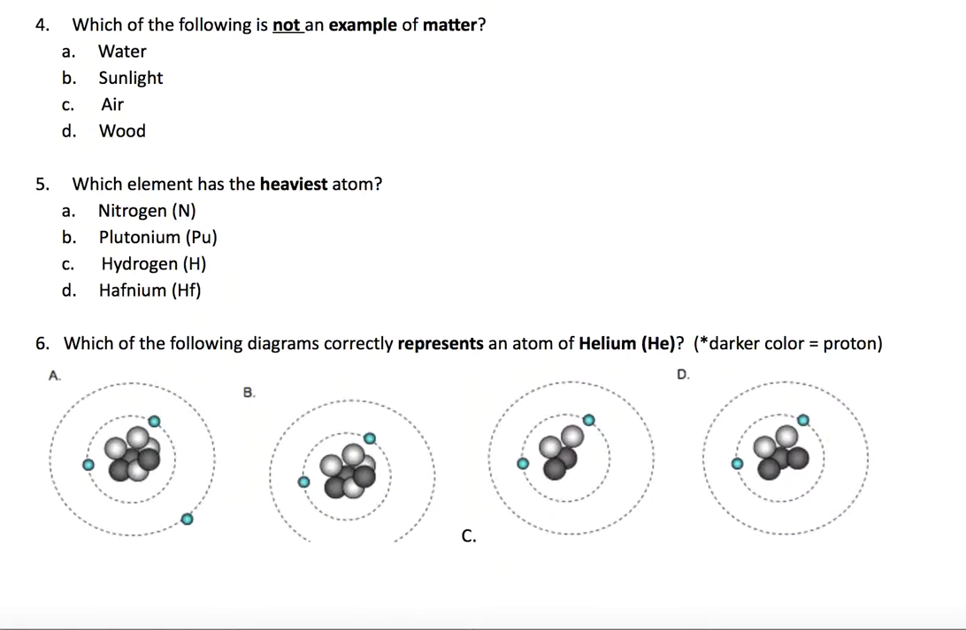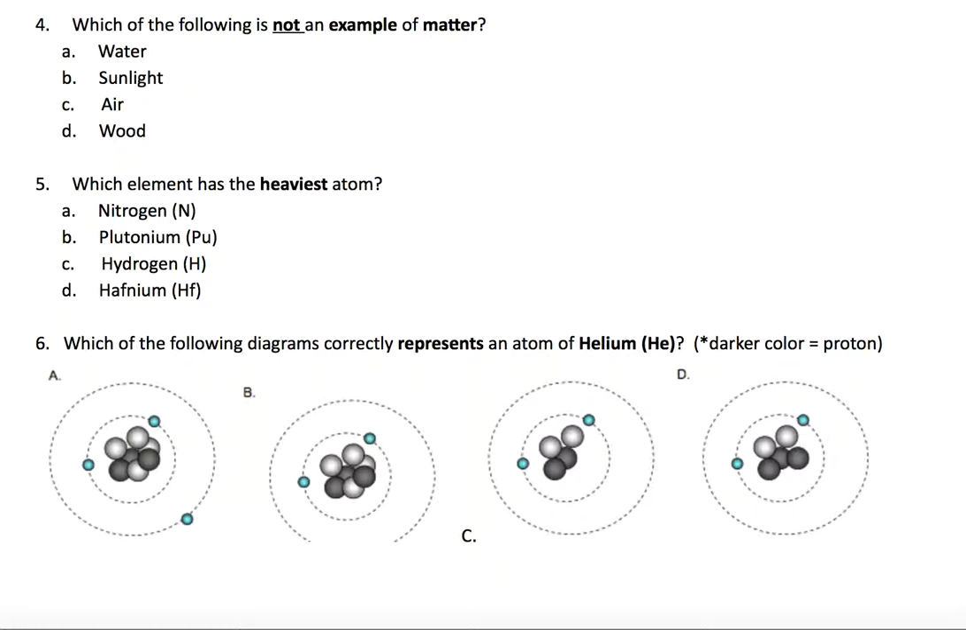Question 4. Which of the following is not an example of matter? A, water. B, sunlight. C, air. D, wood. Question 5. Which element has the heaviest atom? A, nitrogen. B, plutonium. C, hydrogen. D, hafnium.